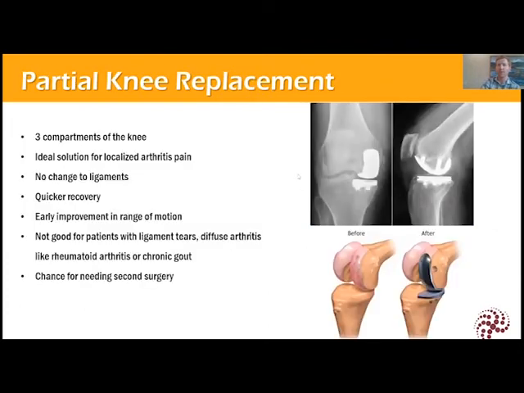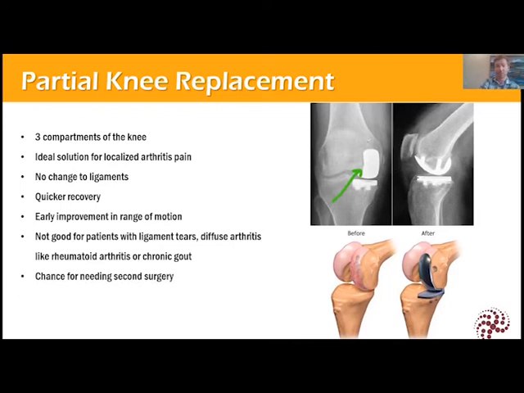So there are partial knee replacements, and you can see that it's only one part of the knee, usually the inside of the knee, but they can be performed on the outside. And these are very good alternatives because they don't change any of the ligaments. Normally with a total knee, you have to take out the ACL, and this allows a little different stability of the knee. And with the partial knee, the recovery is a little bit quicker.